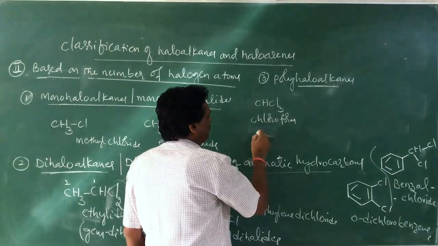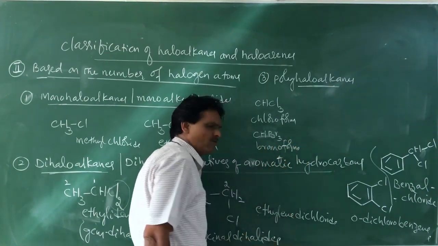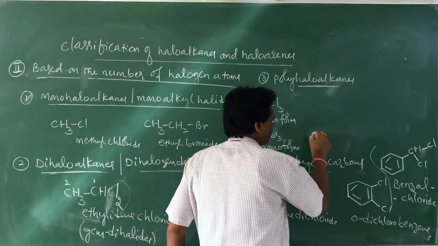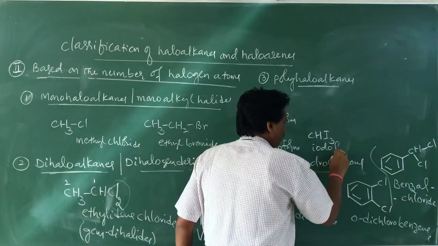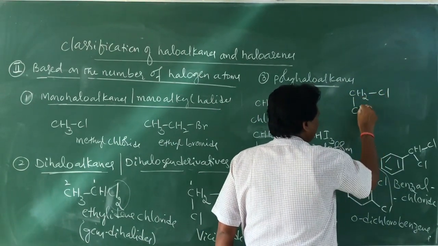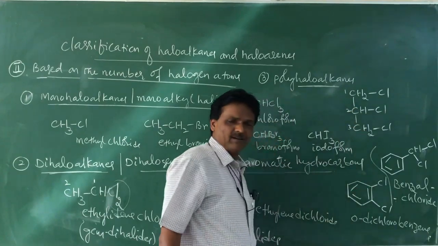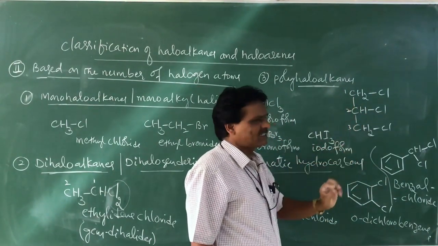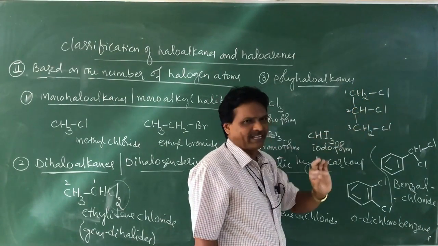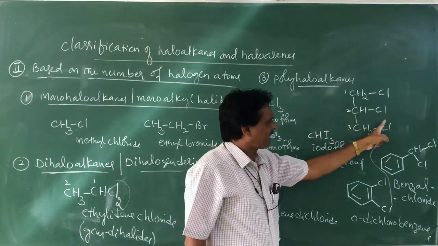Similarly, CHBr3 is bromoform. If Br is replaced by iodine, CHI3 is iodoform. Or if you take CH2Cl, CHCl, CH2Cl, that is positions 1, 2, 3 of propane, so 1,2,3-trichloropropane. It is a trihalogen derivative of propane.